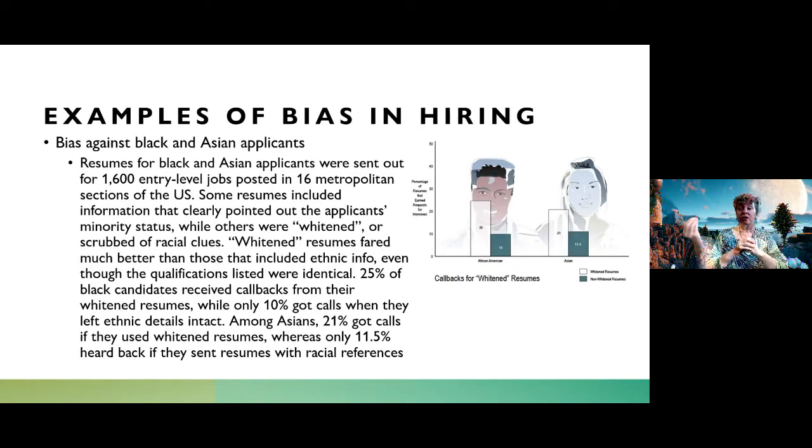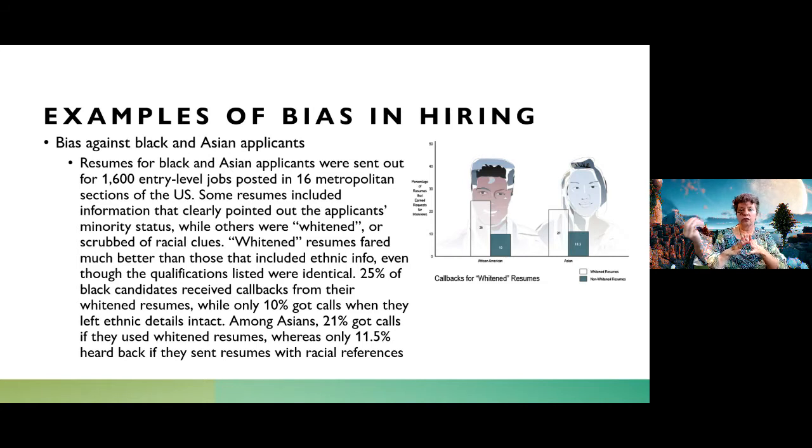Hiring. Now this one's really important for you students, right? You're gonna be going out into this. So I got 3 examples, I think, maybe 4. Here's one example. So this example was using Black and Asian applicants, and they had their resumes, right? These applications were sent out for a lot of jobs, 1,600 jobs, 16 metropolitan areas.